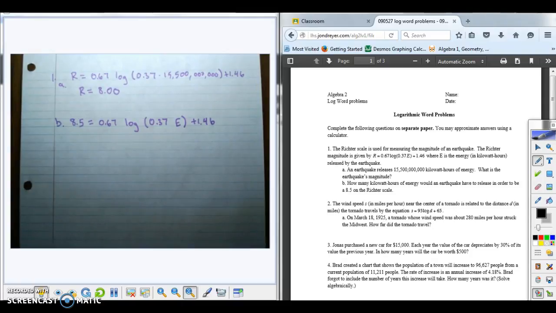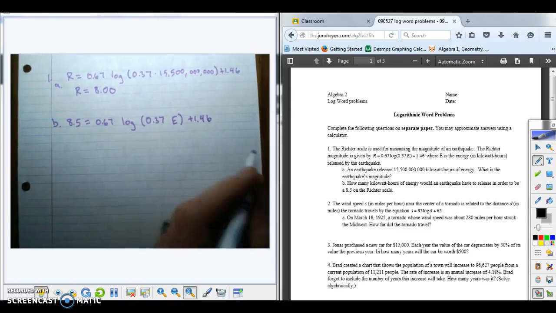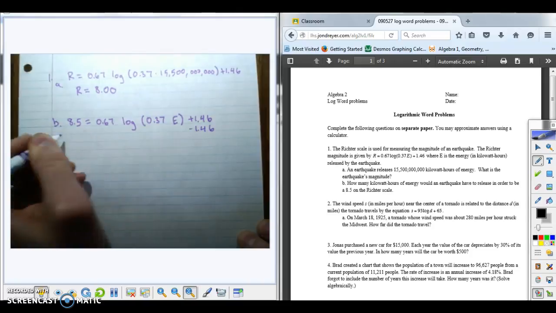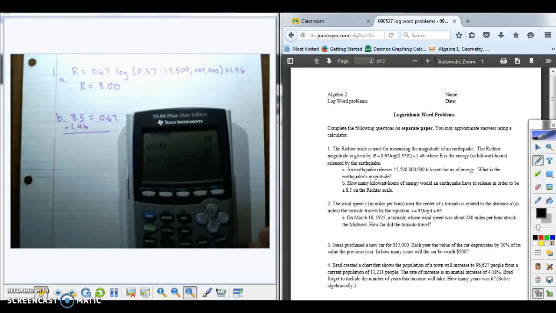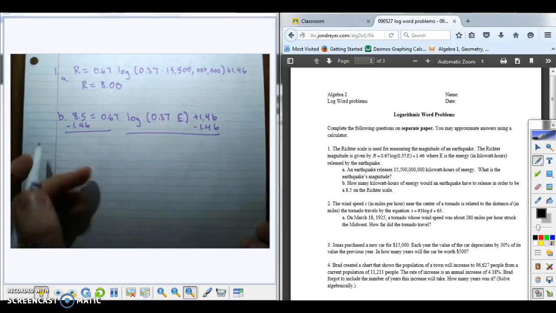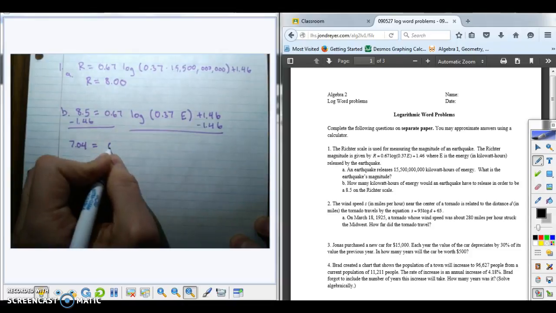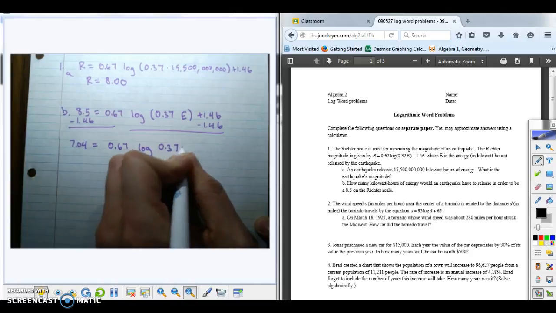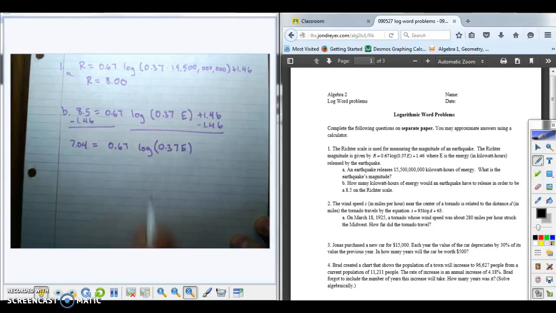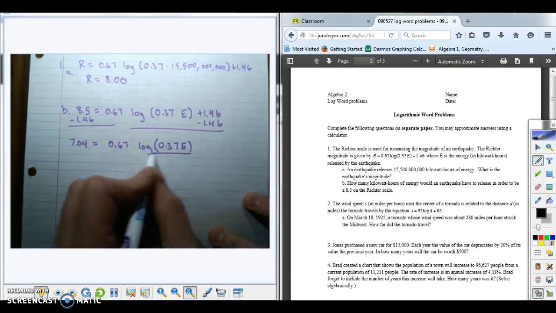Okay, now we want to solve, and we're going to do order of operations backwards. How do you undo add 1.46? Subtract 1.46. And 8.5 minus 1.46 equals 7.04. So 7.04 is going to equal 0.67 log of 0.37 E. Alright, from there, divide by 0.67.